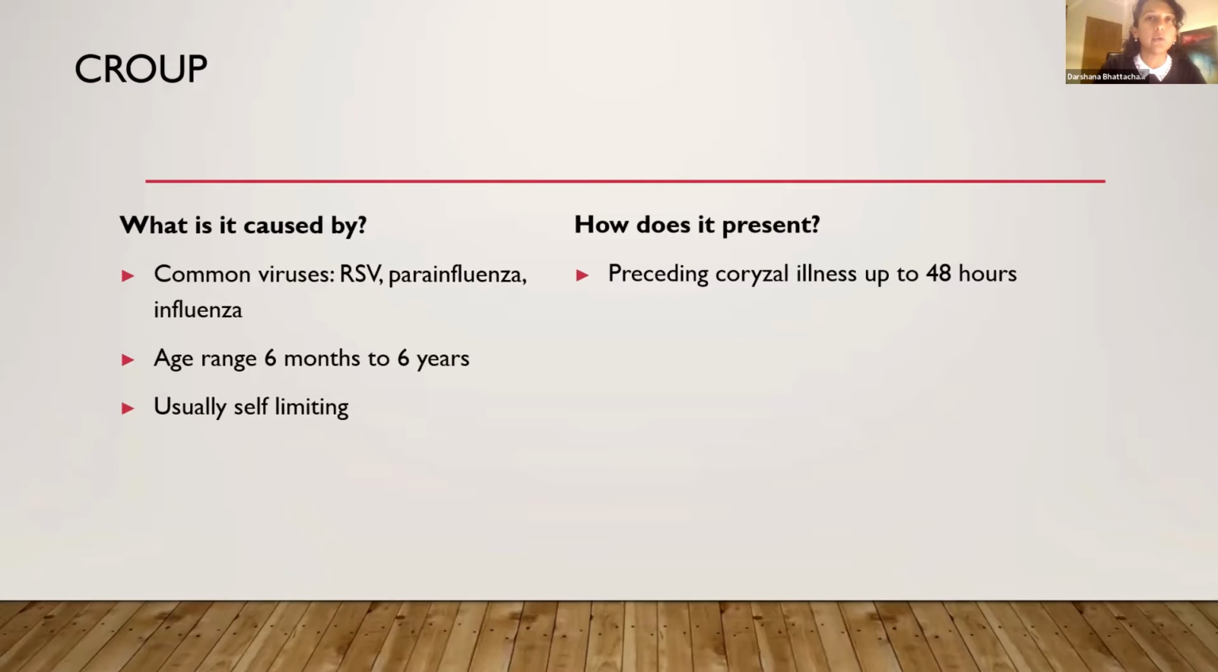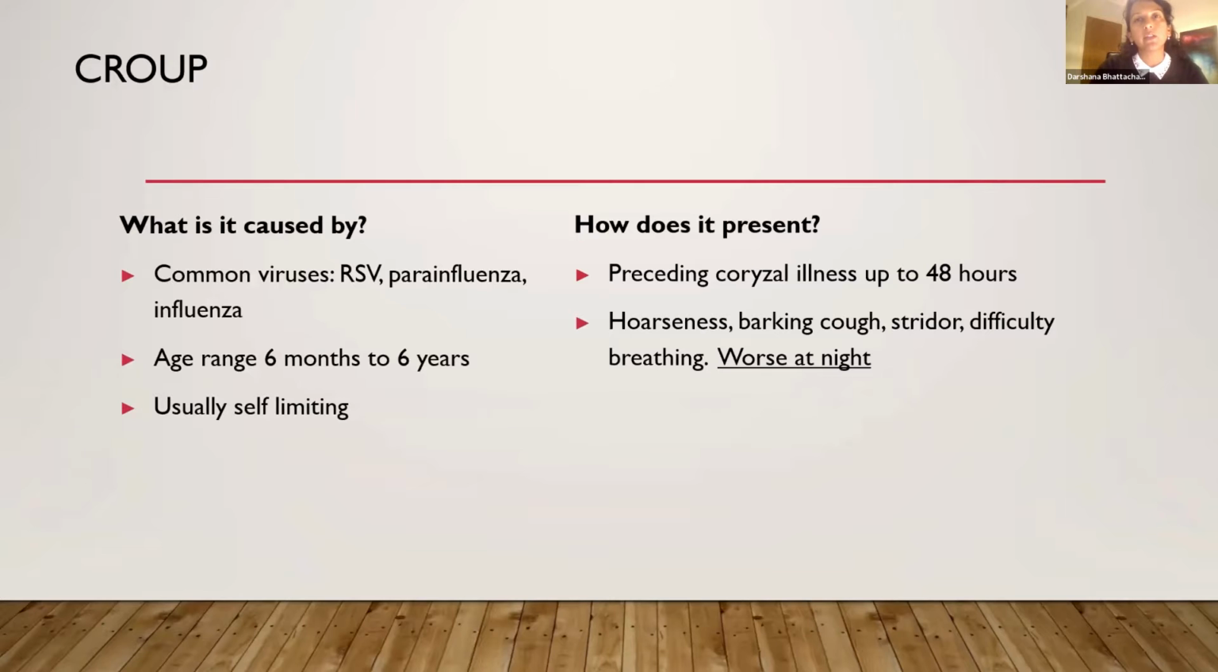So children might have a runny nose, they might have a mild cough. But then this can quickly develop into what's known as a barking cough, a hoarse voice, and very typically this stridor, or this inspired noise against a partially obstructed airway, which then leads to difficulty in breathing. And classically, these symptoms are worse at night.